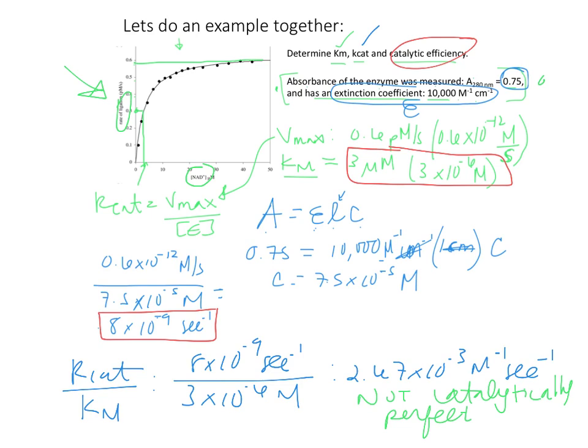But anyway, so that's my example of how to find kcat, Km, and catalytic efficiency using a little bit of cryptic knowledge on how you would in the laboratory find enzyme concentration using Beer's law.